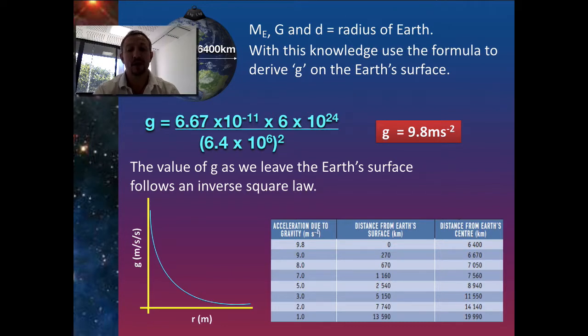However, if we were to increase our distance, let's go down to the very bottom, which is 13,590. So we're 13,590 off the surface. We've got to add to that the radius of the Earth, which is 6,400 kilometers. So that gives us a total distance of 19,990 from the Earth's center. Our acceleration due to gravity would only be 1 meter per second squared. That's actually less than what you find on the moon.